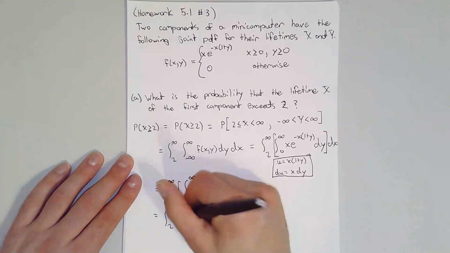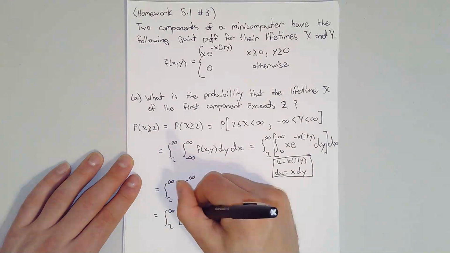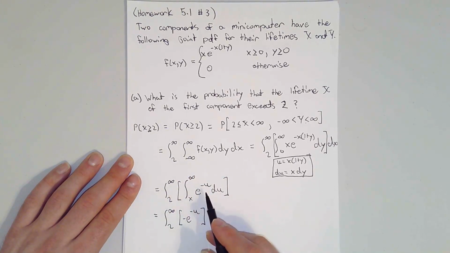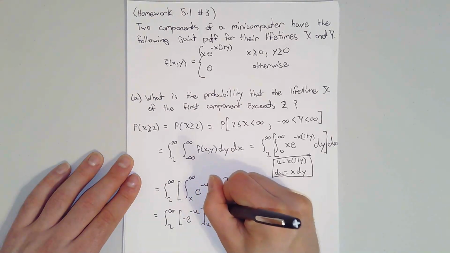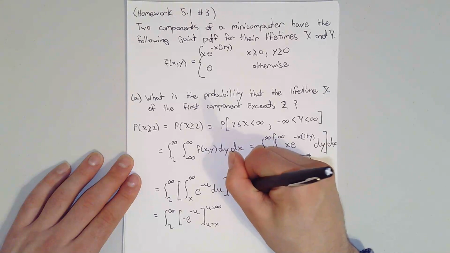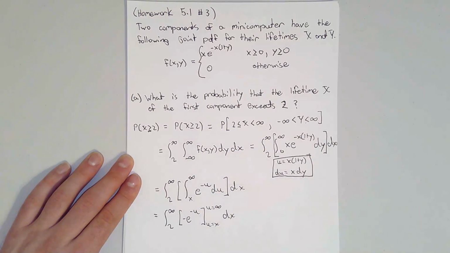This inside here is negative e to the negative u. We can see that by direct integration: if you differentiate this, you end up with the following integrand. So this is true, and this is for u equal to x to u equal to infinity, dx. I forgot my dx terms on the end there.